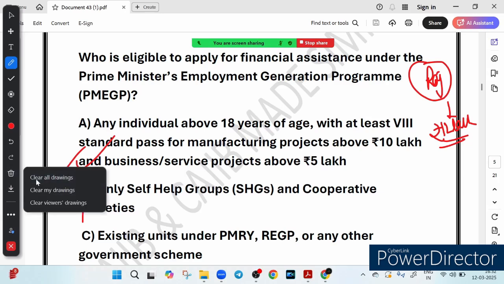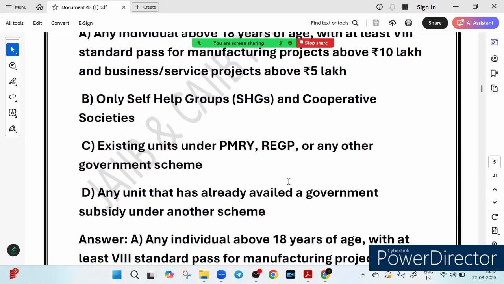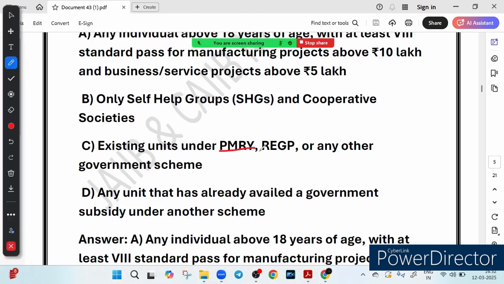Option number C suggests existing units under PMRY, REGP or any other government scheme. So PMEGP only funds new business, new product, new project are allowed. Existing units that have already received benefit under PMRY, what is the meaning of PMRY? That is Prime Minister Rozgar Yojana. REGP, what is REGP? Rural Employment Generation Program. So existing units that have already received benefit under these programs cannot apply again. For example, if Suresh already received a subsidy for his small textile business under PMRY, he cannot apply for another subsidy under PMEGP.